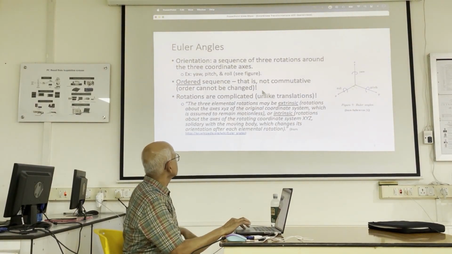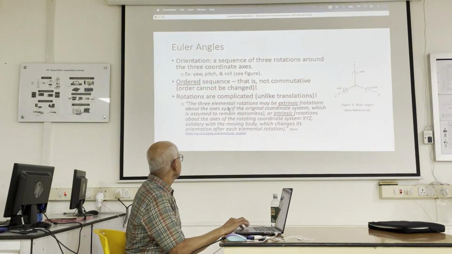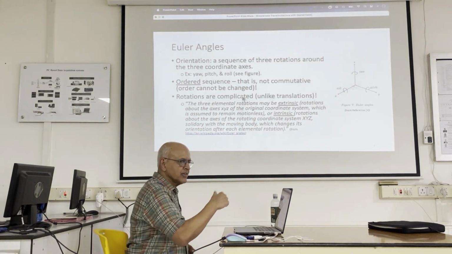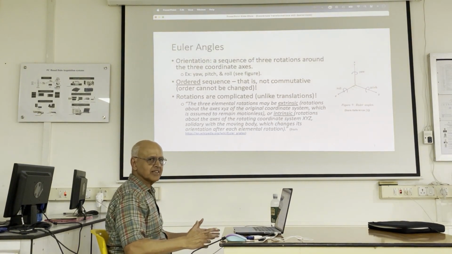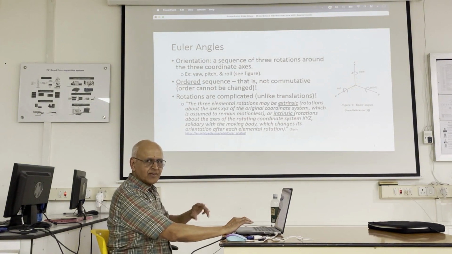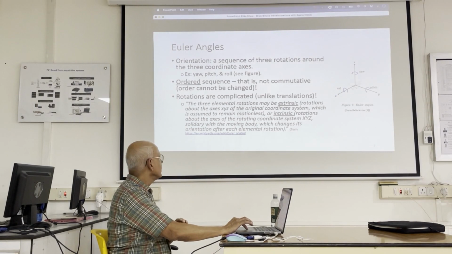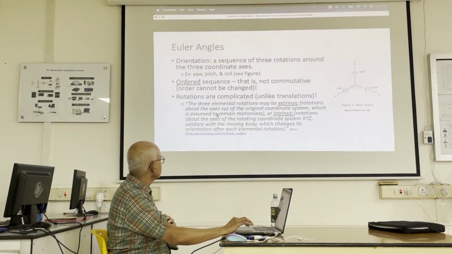As I said, the sequence order has to be maintained. So rotations are quite complicated, as you're going to find out. There can be like 48 axis possibilities. You know, MATLAB can handle all of them if you want to use any one of them, but it defaults to the most common one.